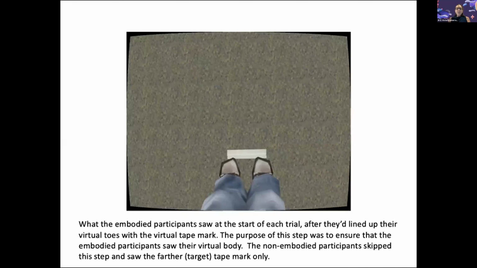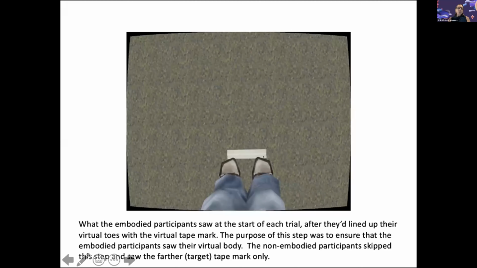So we wanted to ensure that everybody was exposed to their embodiment at the start of each trial, but we didn't want to explicitly draw people's attention to the fact that they were embodied in case that had an effect of some kind. So what we did is we told people that we were going to generate a tape mark and that they should line up their toes with the tape mark.